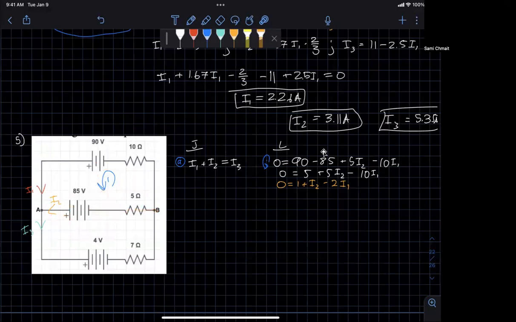So why do you subtract 85 plus? Because the rules for batteries and the rules for resistors are different. With batteries, if the current's going this way and the loop goes the right way, that's plus. That's not the case with the resistor, where it would have been minus. So that's why. Okay, and now let's do loop number 2.